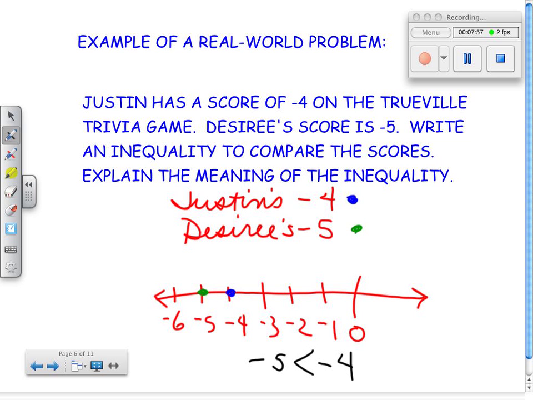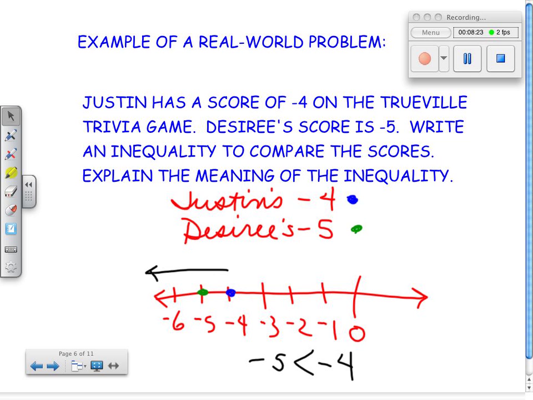Why can we say that? Because it's further to the left on the number line, all right? And if you want to think of it in terms of value, would you rather owe me $4 or would you rather owe me $5? Right? How much do you want to be in debt? Okay, so negative 5 is less value than negative 4.